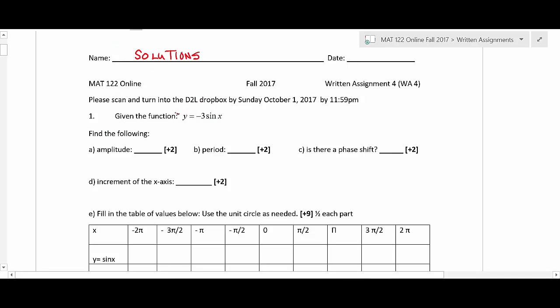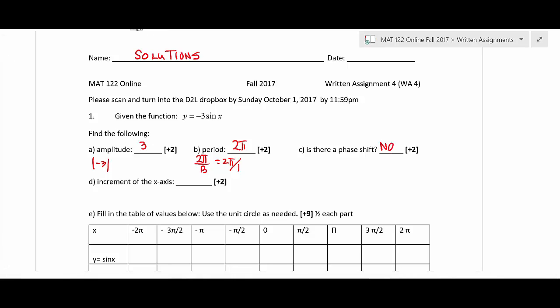Okay, first thing is, whenever you see the number in front of the sine or the cosine, that's the amplitude. And it's always absolute value, so your amplitude is 3. It can't be negative. Okay, the period, we have a formula, 2 pi over b. b is the number in front of x. So in this case, 2 pi over 1 is going to be 2 pi. And the period, like the amplitude, is always going to be a positive number. Okay, there is no phase shift.